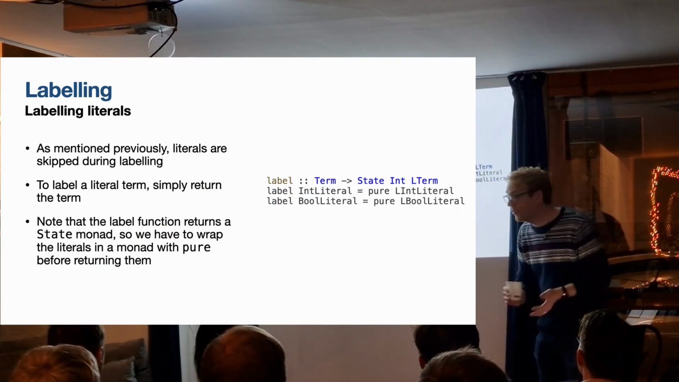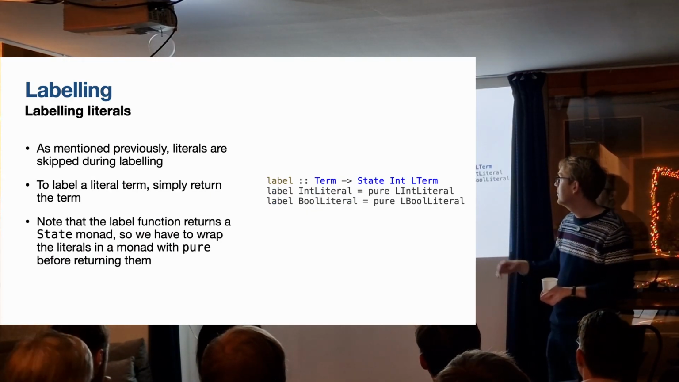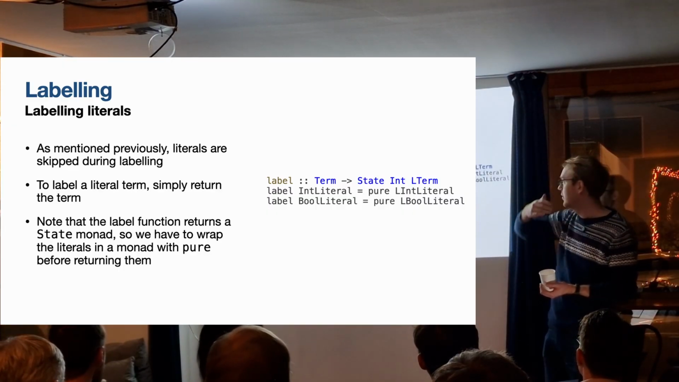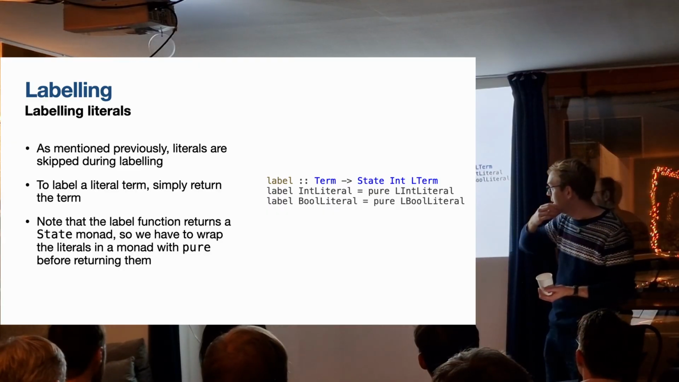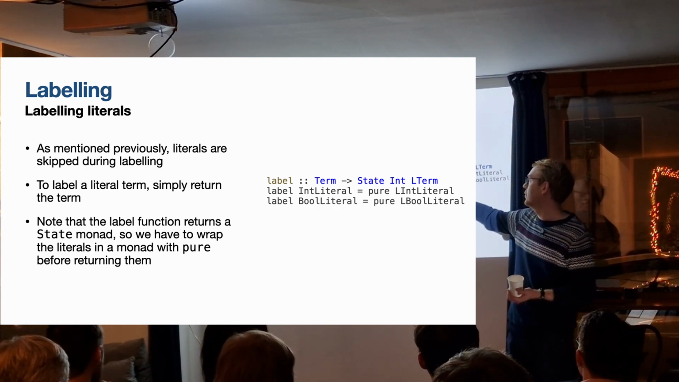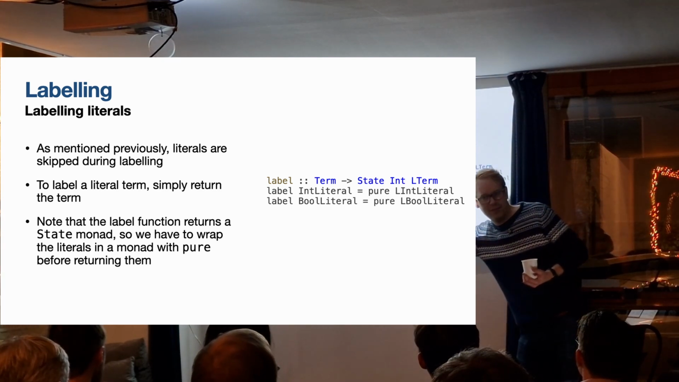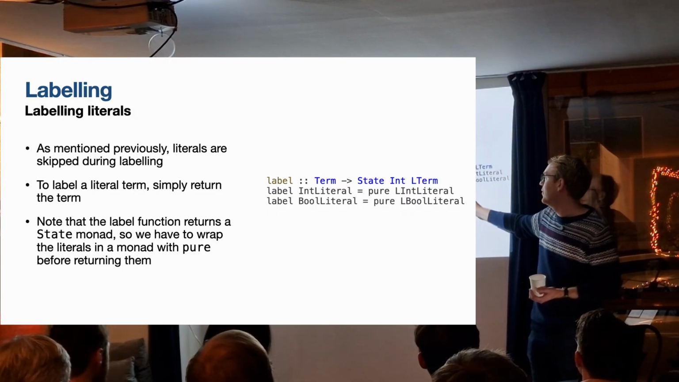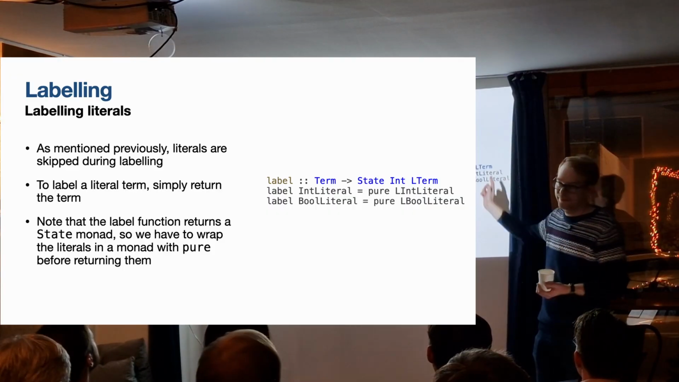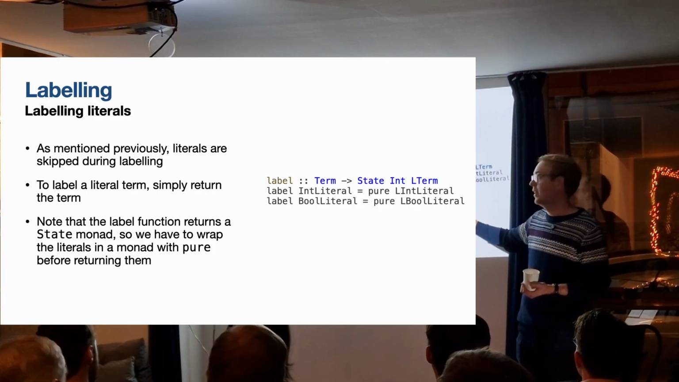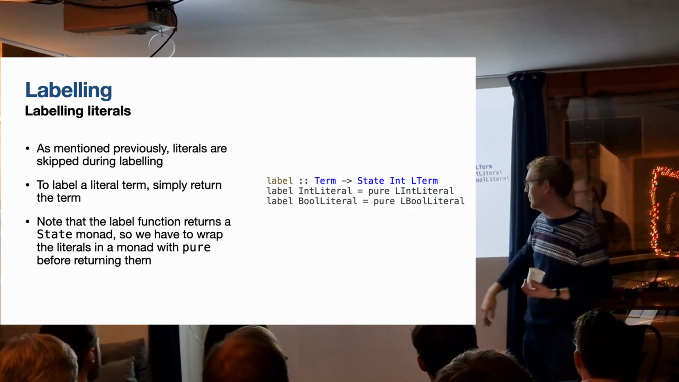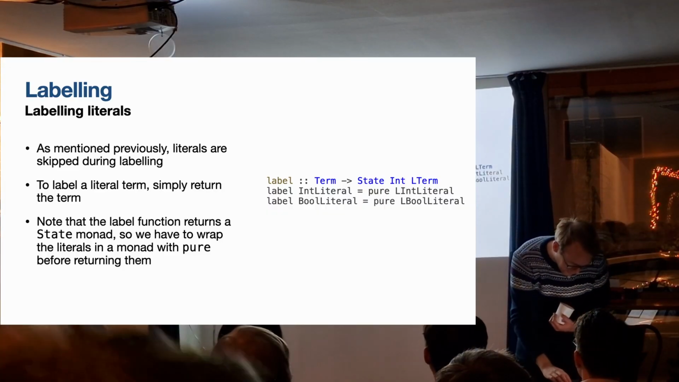Okay, so let's start labeling. As I just mentioned, we can skip labeling literals, because they're only ever equivalent to one type. But we still have to keep this label. Oh yeah, sorry, we introduce a label function. Forgot to say that. The label function simply takes a term and outputs a labeled term. And because we're in the state monad, we have to do pure here, even though we just want to represent or return simple values. Okay, so that was simple enough.